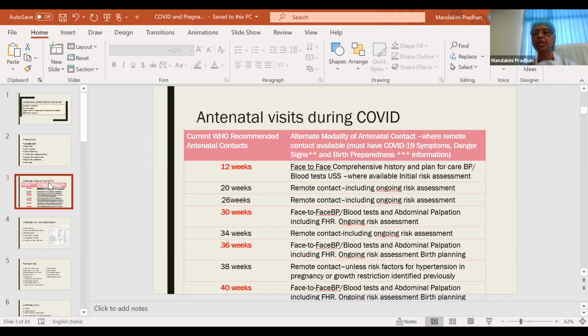We all know that there should be 8 antenatal visits during pregnancy, and I am talking about low risk pregnancy. But in the COVID era, instead of 8, you can have 4 antenatal visits for an uncomplicated or low risk pregnancy, scheduled at 12 weeks, 36 weeks and 40 weeks. That has been recommended by the WHO.